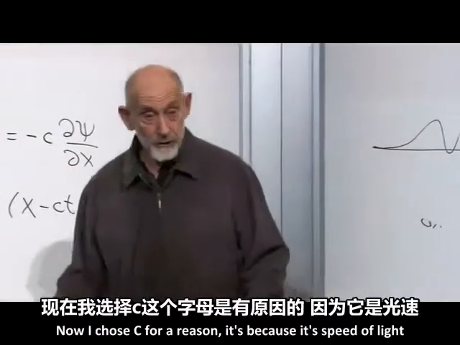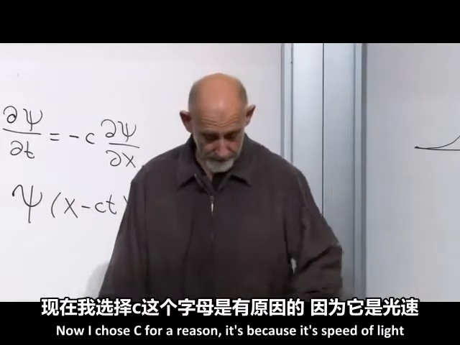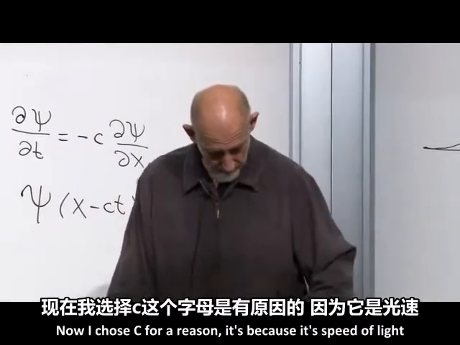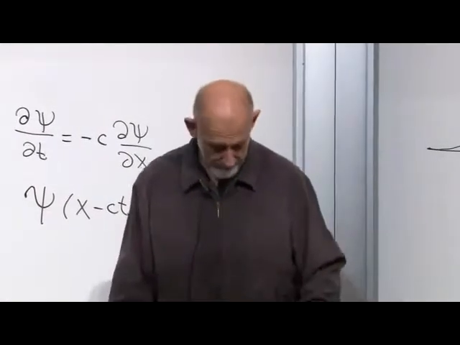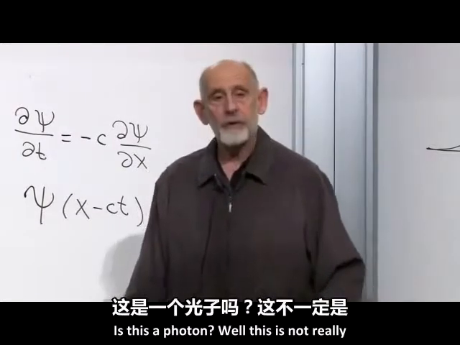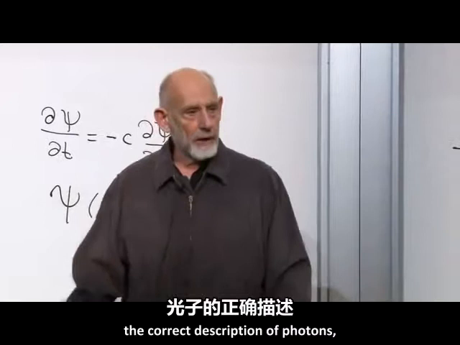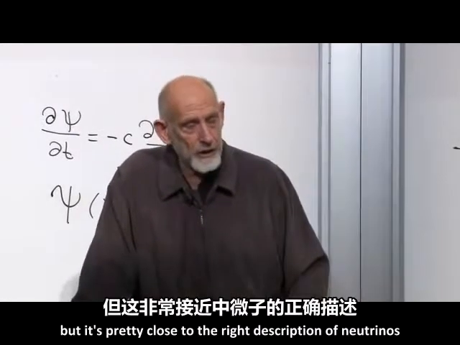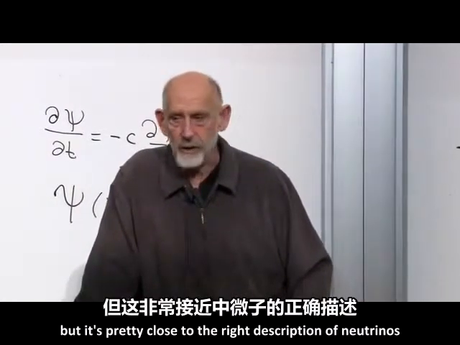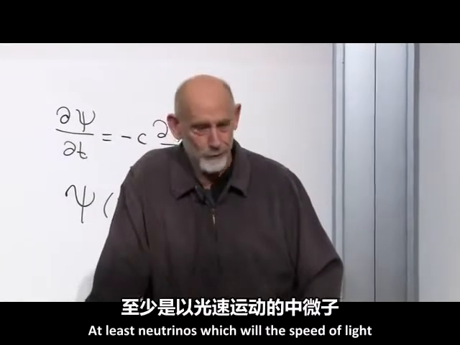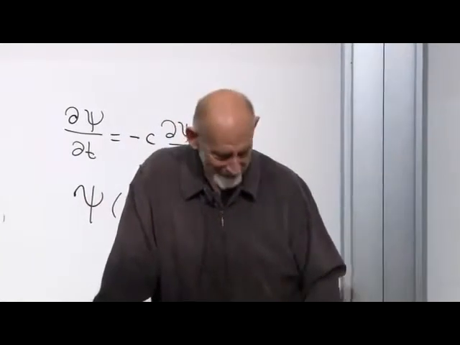Now, I chose c for a reason, because it's the speed of light. Is this a photon? Well, this is not really the correct description of photons, but it's pretty close to the right description of neutrinos, at least neutrinos which move with the speed of light.